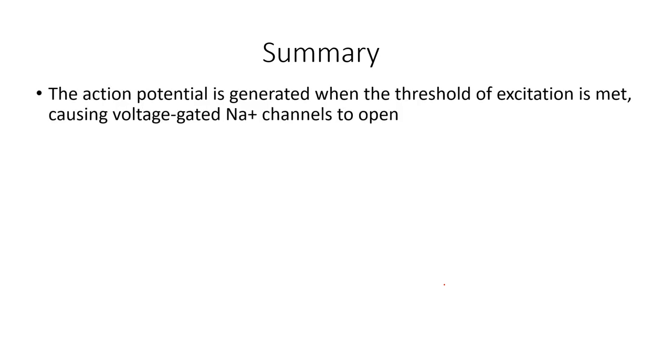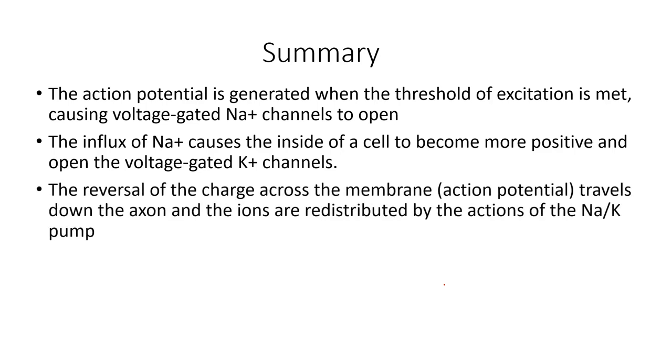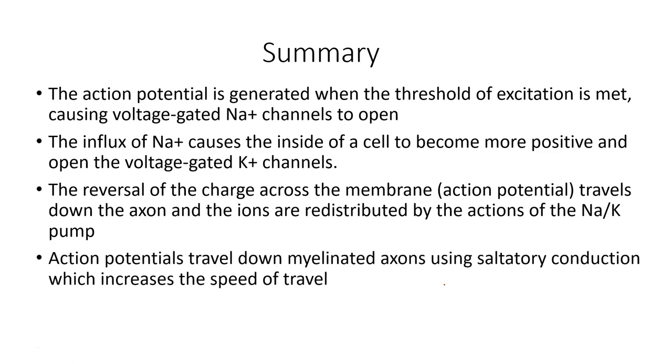So that's it for the action potential lecture. Let's quickly summarize what we've covered here because it's actually quite a bit of information. The action potential is generated when the threshold of excitation is met, which causes voltage-gated sodium channels to open. The influx of sodium causes the inside of the neuron to become more positive, ultimately opening voltage-gated potassium channels. The reversal of charge across the membrane is essentially the action potential that travels down the length of the axons, and following an action potential at a particular location on the axon, the ions get redistributed by the sodium-potassium pump.